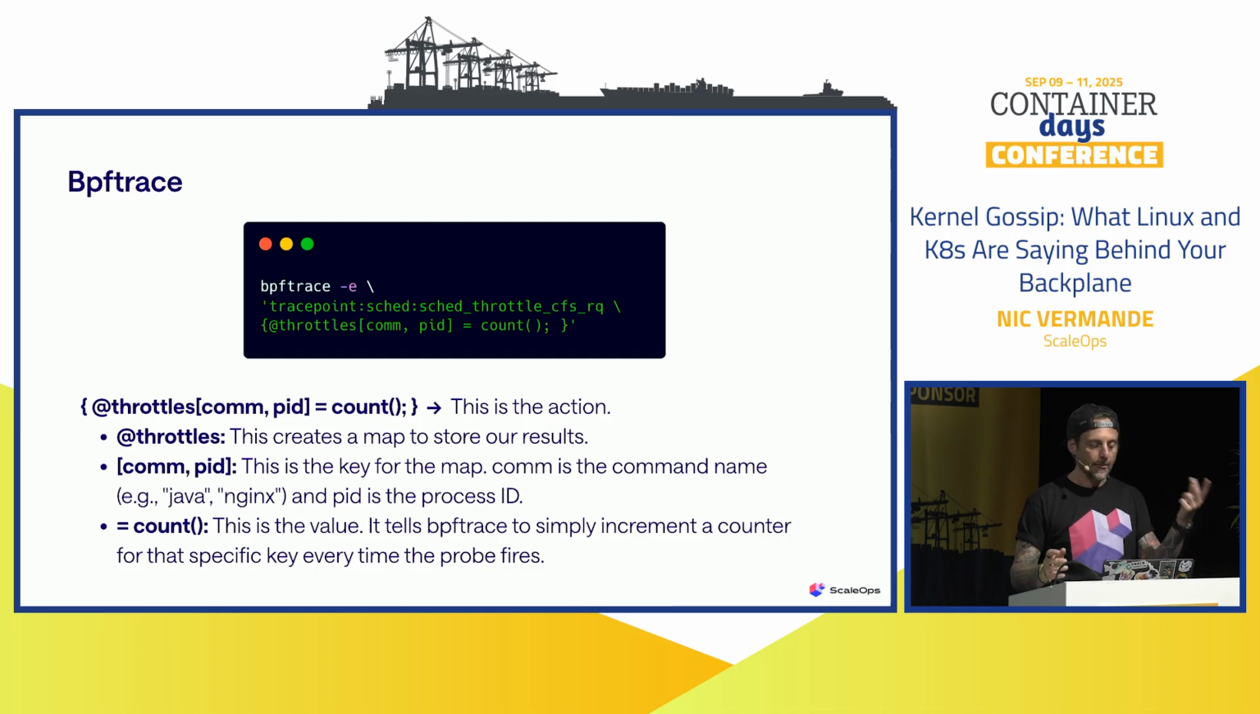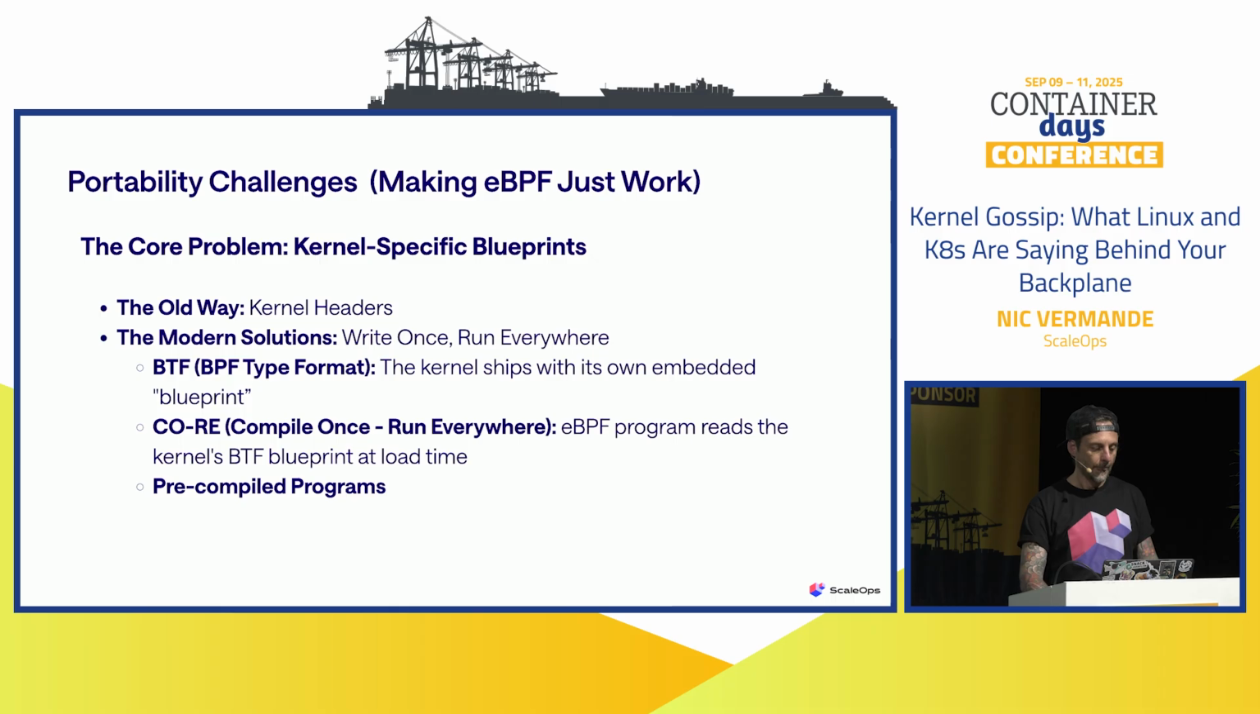We have two keys, comm, which is the command, and PID, which is, well, the PID. And what you want to store in that table is you just want to increment a counter for that specific key every time the probe fires. So it's how many times you experience throttling, as an example. So it keeps going up. There's no average, no delay. You get an immediate aggregated summary of the kernel truth.